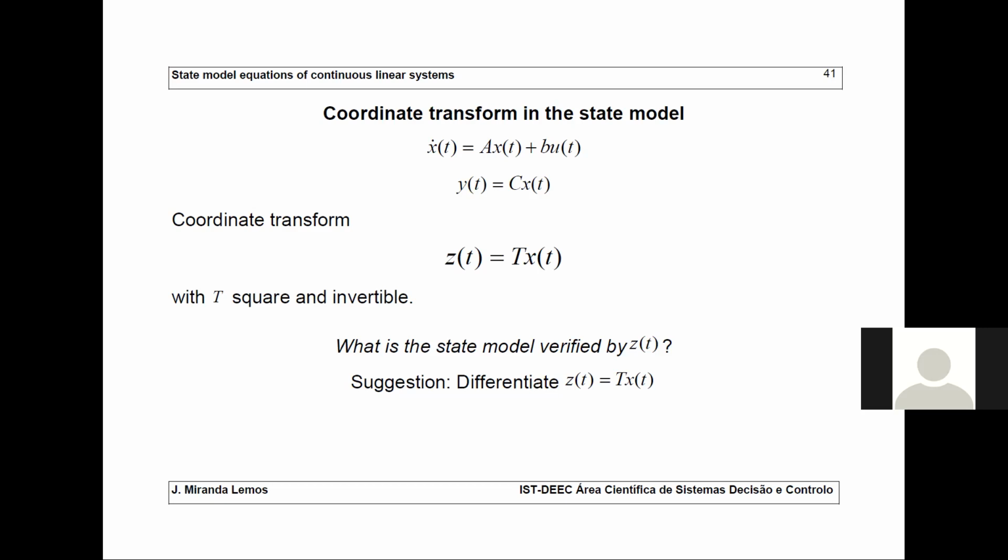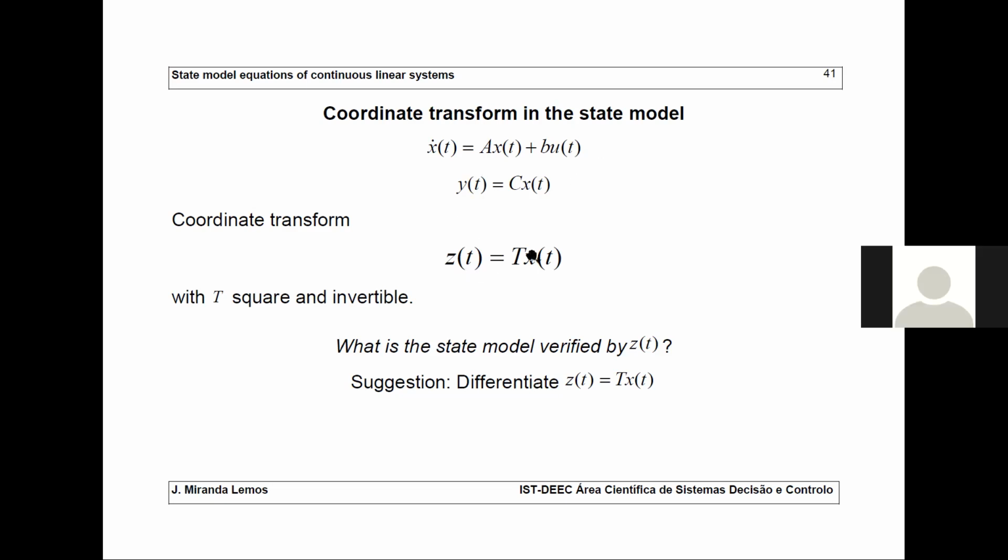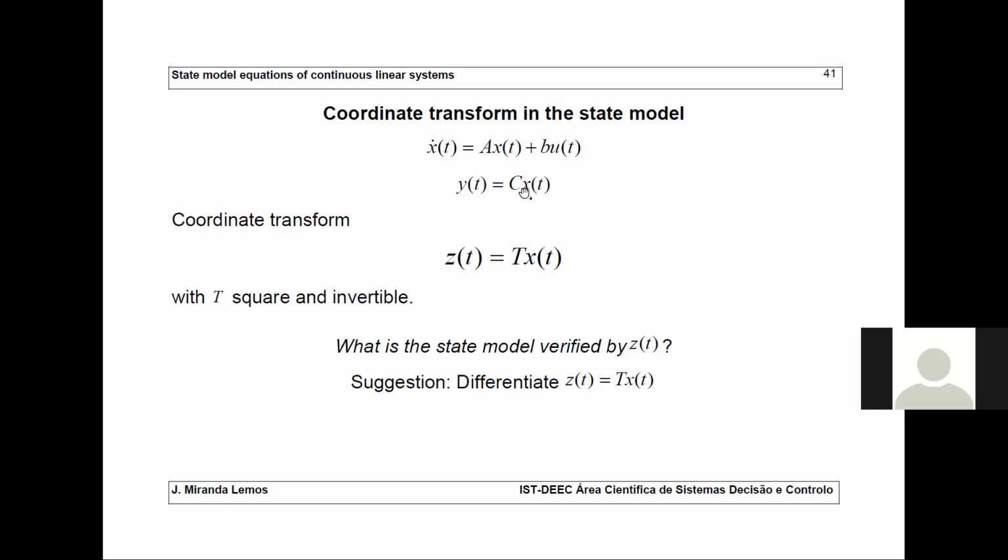The other thing is to use what we know, and what we know is what is here. 10 participants raised their hand, it was very good. So we are going to use these formulas plus the fact that T is invertible and square.